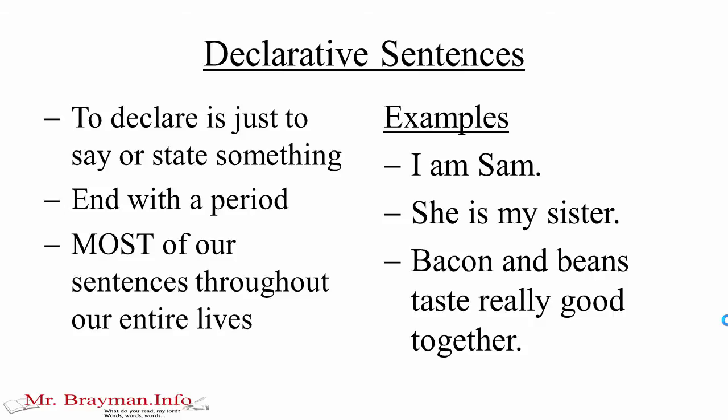All right, so some examples here, right? I am Sam, she is my sister, bacon and beans taste really good together. These are all simple declarative sentences. And if you watch the series of lessons on sentence structure where we diagram sentences, those are all declarative sentences.